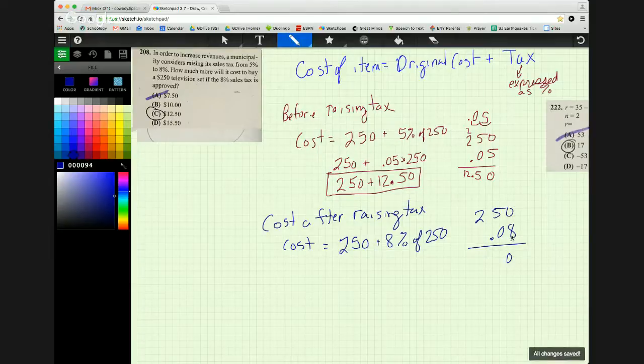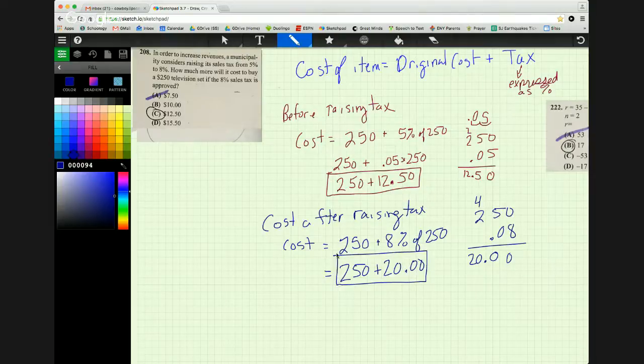8 times 0 is 0. 8 times 5 is 40, carry 4. 8 times 2 is 16, plus 4 is 20. So that's $20 is our tax. So now our cost is equal to $250 plus $20. So that's our new cost.